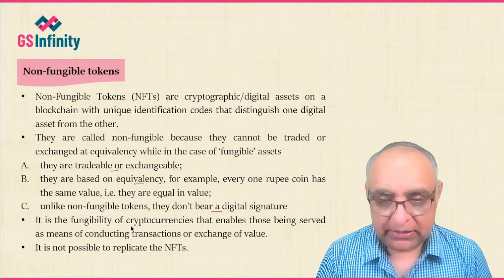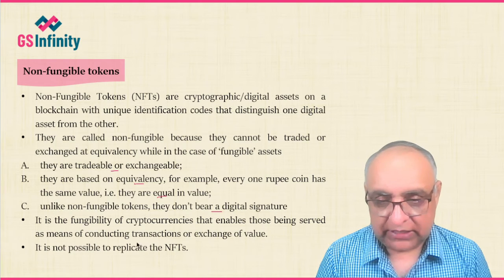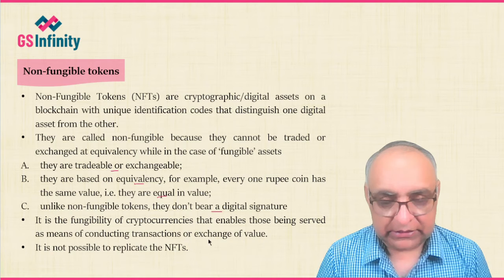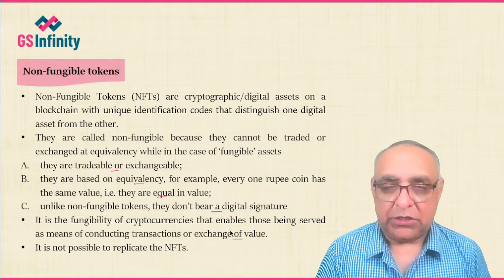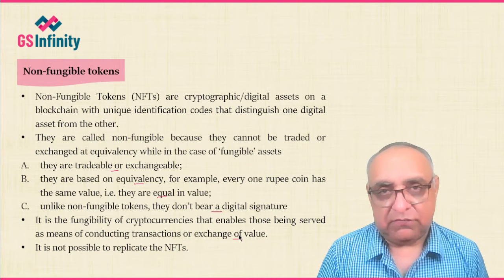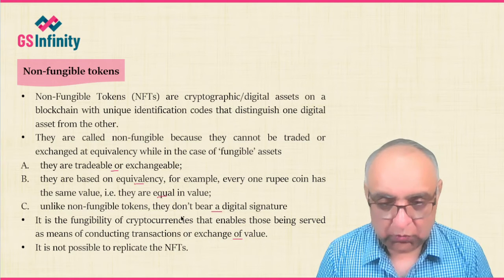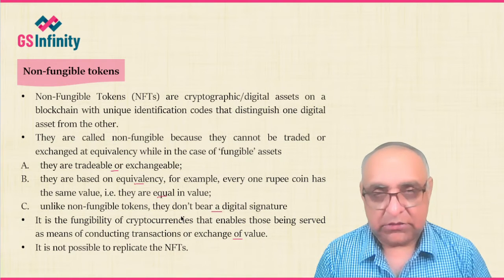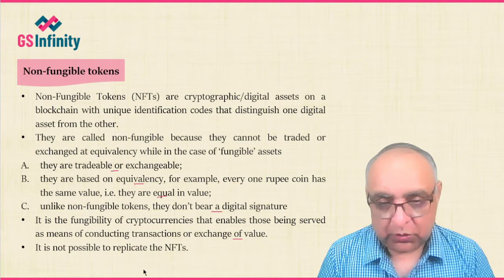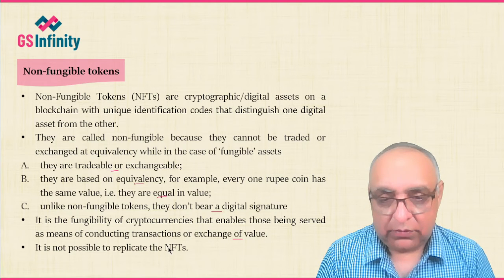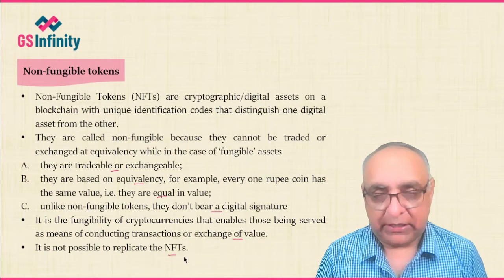It is the fungibility of cryptocurrencies that enables them to serve as a means of conducting transactions or exchange of value. You all must be knowing about cryptocurrencies because this is a very common term being used these days. So the cryptocurrencies are exchangeable or tradable. Why? Because they are fungible. It's not possible to replicate the non-fungible tokens. So non-fungible tokens cannot be replicated.